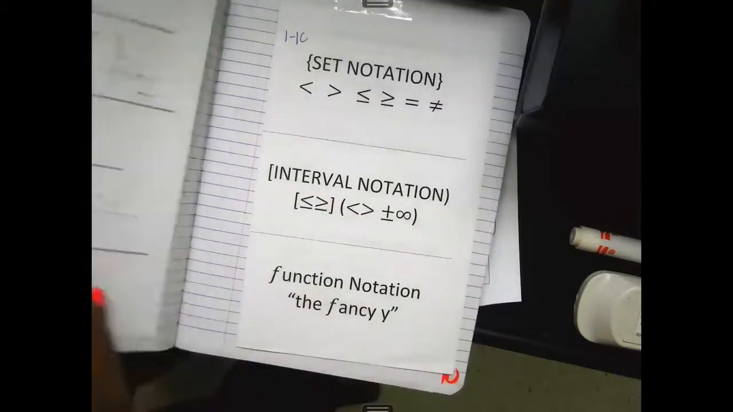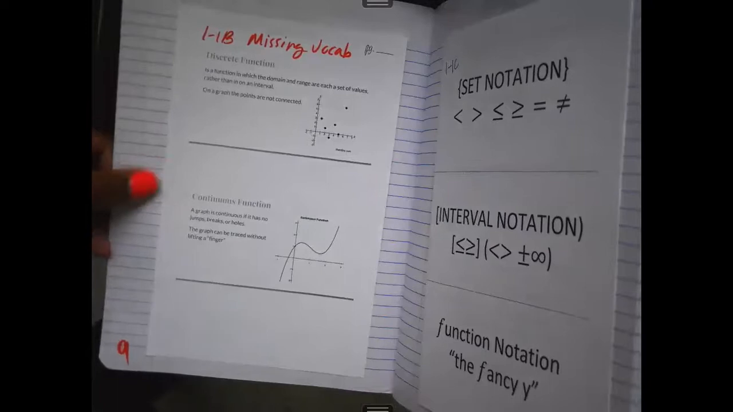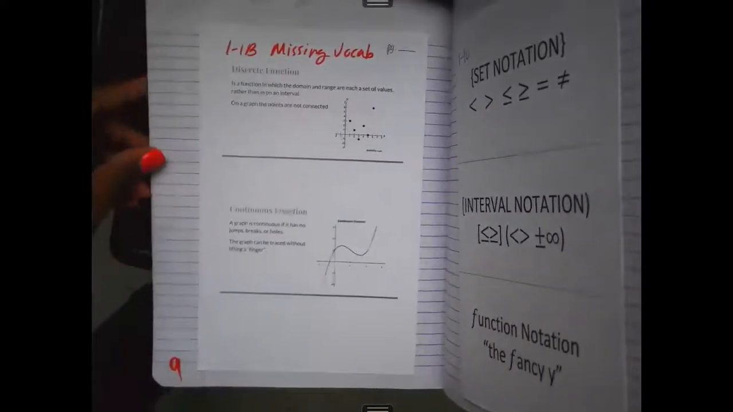All right, and then page 9, you're going to have to put a title. It's the 1-1B missing vocab little half sheet that you picked up. So on page 9 is that 1-1B missing vocab, the little half sheet you picked up, because these are the 2 vocab words that Miss Jones missed. Okay, and that concludes where we should be after week 1.